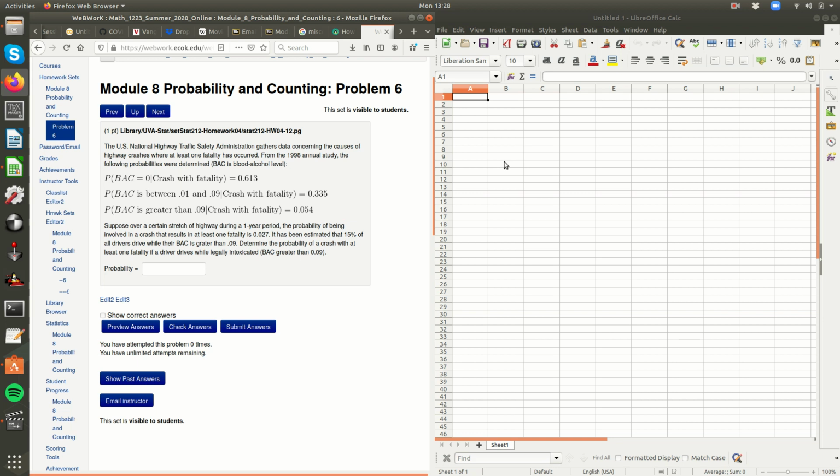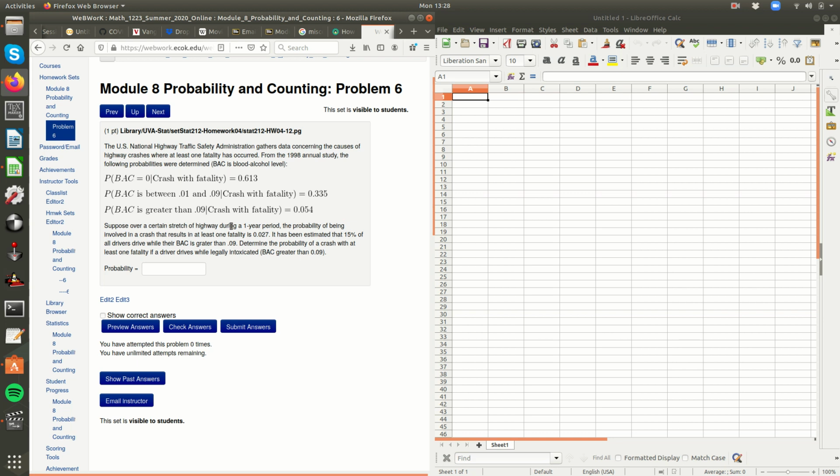So we see here that there's a crash with a fatality, and we have different probabilities. So the given here on each of these is that there was a crash with the fatality, and then we have a different range for the blood alcohol content of each of the people. Then I'm jumping down, I'm not going to read all those numbers.